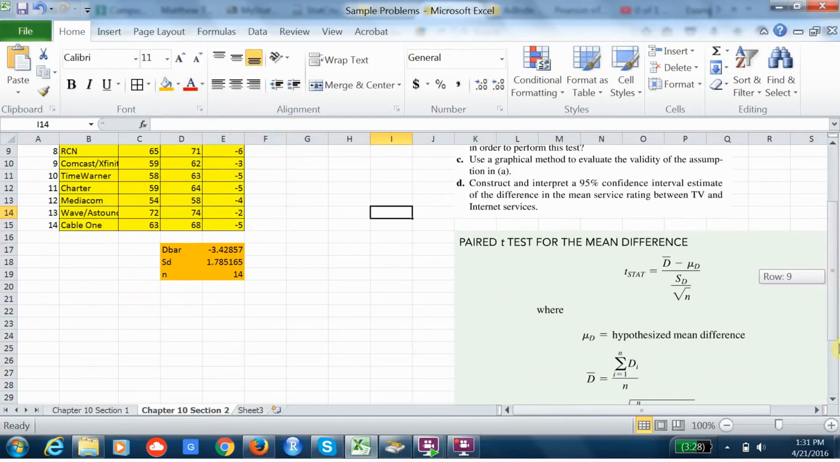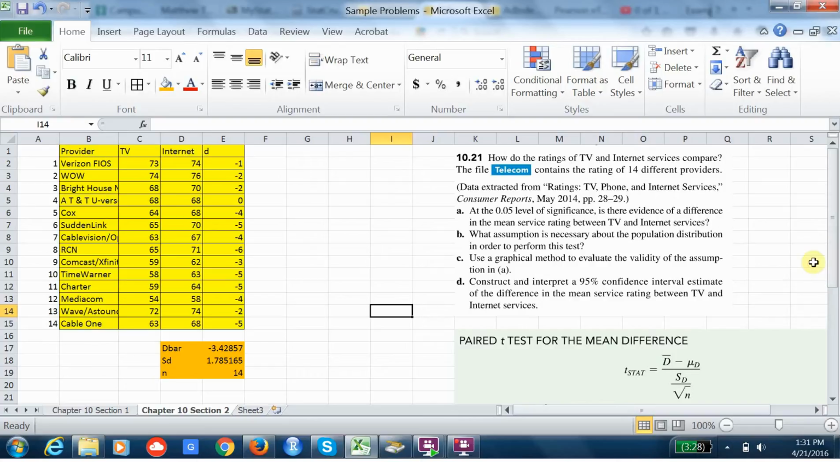Okay, so let's go ahead and step through the hypothesis test, which is part A. So they're asking us at a significance level of 0.05, is there evidence of a difference in the mean service rating? So I want to test if the mean service ratings are the same. Okay, that's the null. Or the way we're going to word it is we're actually going to test if they're not equal. We're always testing the alternative. So let me state it that way. So we're testing to see if they're not equal, which is the same as saying we're testing if the difference is not equal to 0.